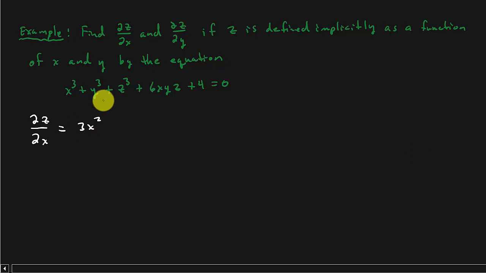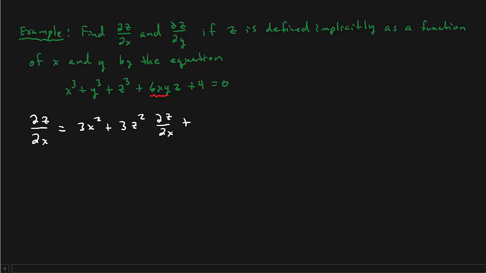So this is 3x squared plus 0, because y is a constant, plus 3z squared times the partial of z with respect to x, plus, now look at this term here. Here, we have to use the product rule. So this is your first function, the 6xy. We're going to treat that like our first function, and we're going to treat the z like our second function.